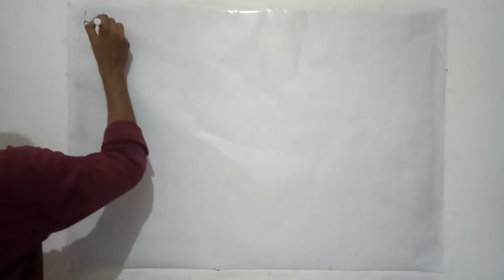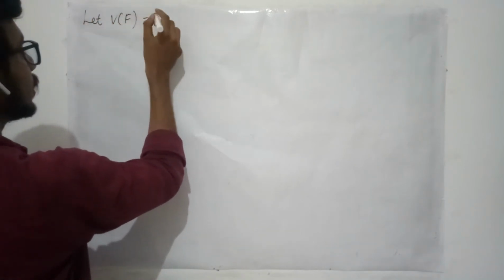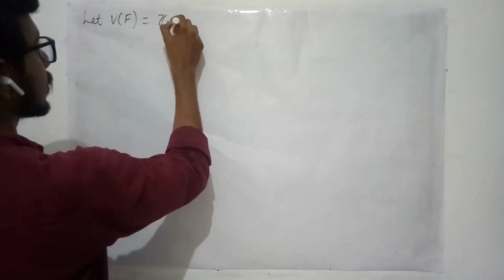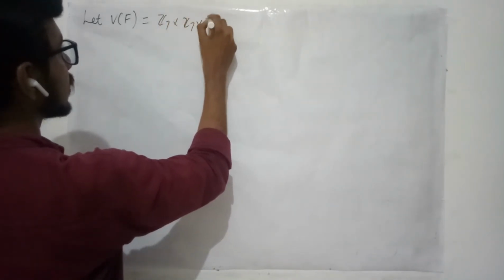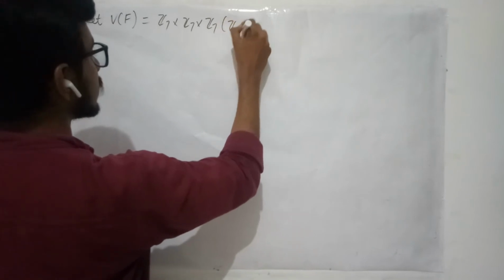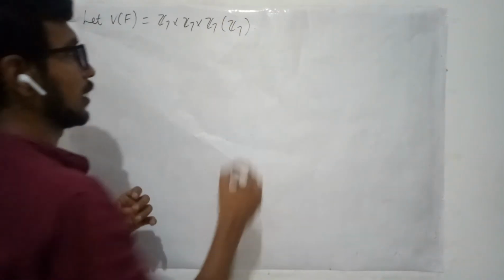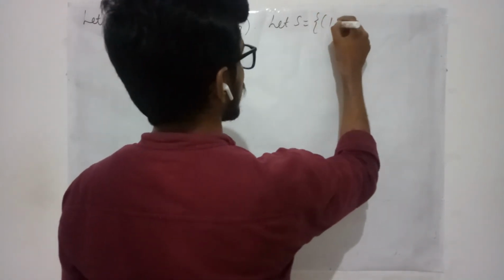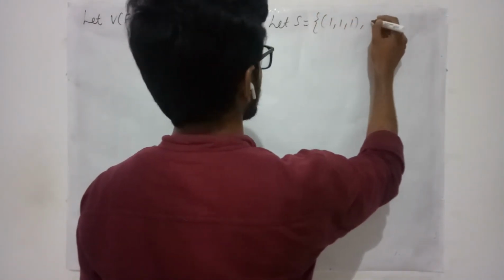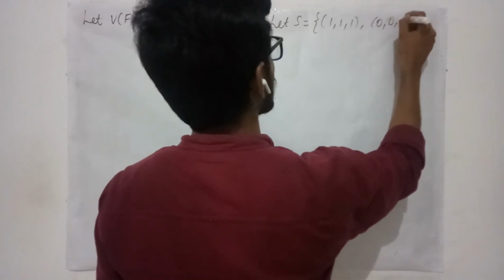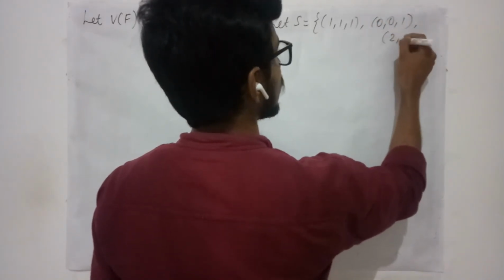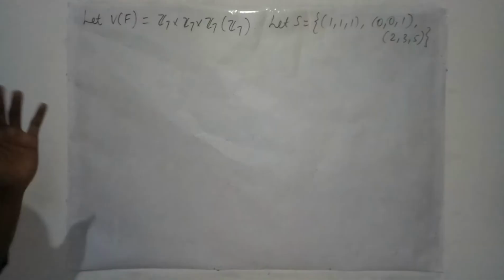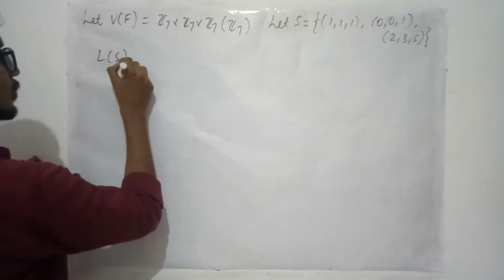Here let me take my V of F to be Z7 cross Z7 cross Z7 over Z7. So I am considering a finite set. Let S be the set (1, 1, 1), (0, 0, 1), (2, 3, 5). Right? So here what is going to be my L of S?